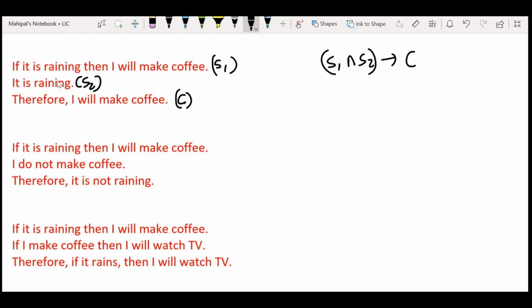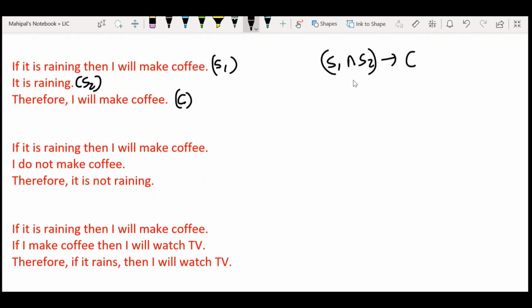The first statement is saying, if it is raining, then I will make coffee. The second statement is saying, it is raining actually. And the third statement, which is actually the conclusion, is saying, therefore I will make coffee. So what do you think about this? Do you think it's correct or wrong? Any answers? It's correct.